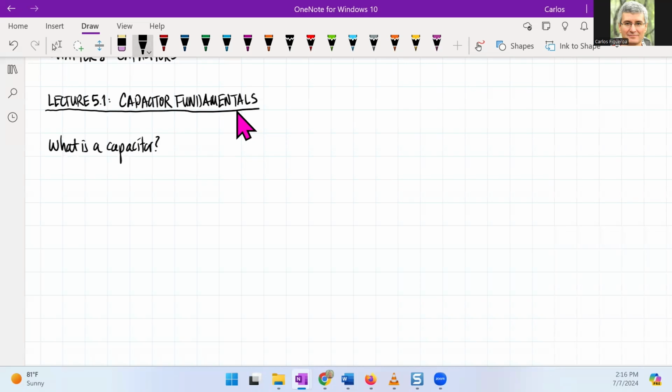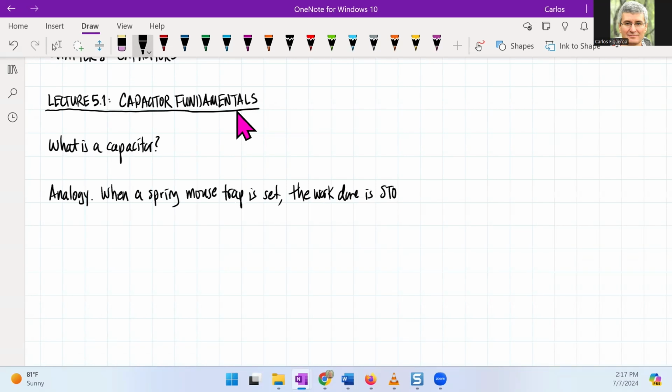And one of the ways that we can answer this question is by using an analogy. When a spring mousetrap is set, the work done to set it up is stored as stored work, but we call it spring potential energy.